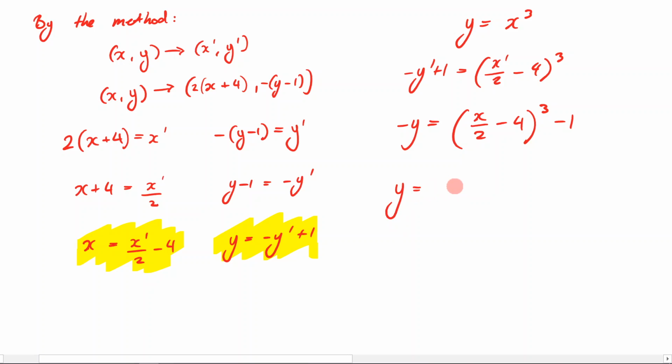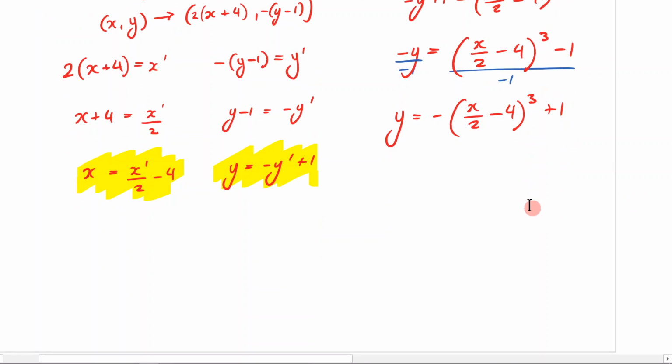Y is equal to, now this whole thing is going to become negative. Negative x over 2 minus 4 cubed plus 1. Now be careful here. Be very careful. I'm dividing this whole thing by negative 1, and I'm dividing this whole thing by negative 1. So this becomes negative, this becomes negative, and negative and negative make it positive. That's why that's positive.